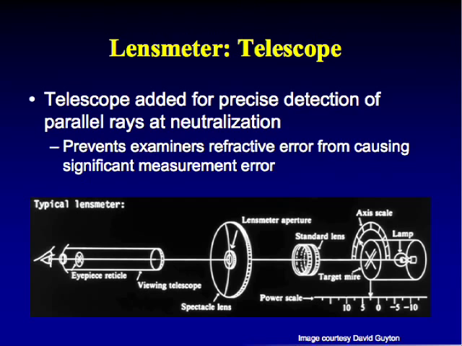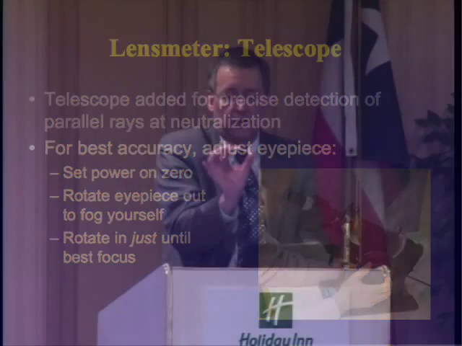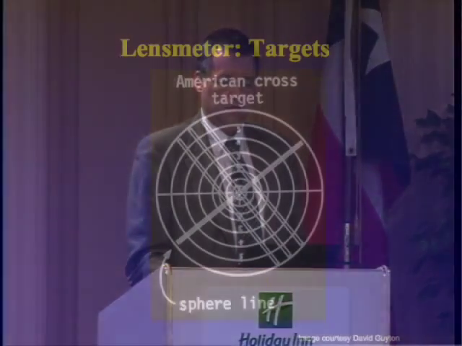So when you're using a Lensmeter, the way that I do it is at the beginning of the day, I'll have nothing in the Lensmeter, set the knob at 0, and then adjust the eyepiece. I start by fogging myself, turning the eyepiece out, then just dial it in until the reticles and the target come into perfect focus. Then you know it's zeroed for your eye and should be accurate for the rest of the day.